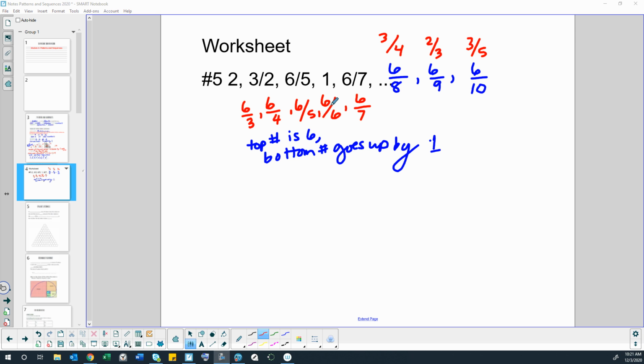So what did we do for number 5? It looks like number 16 might be similar to number 5. I'm going to write it down. Negative 5/4. I don't know if it is or not. I'm just looking to see if I think it is.